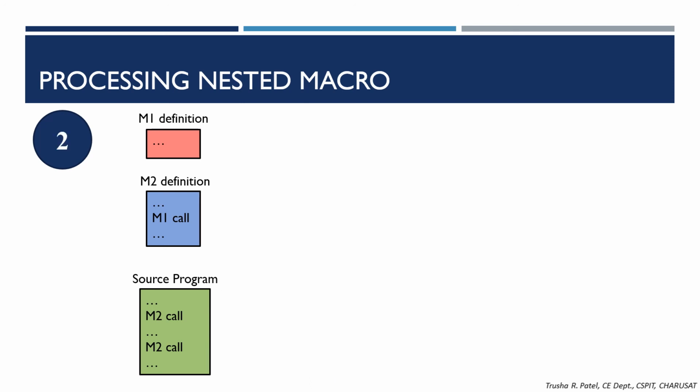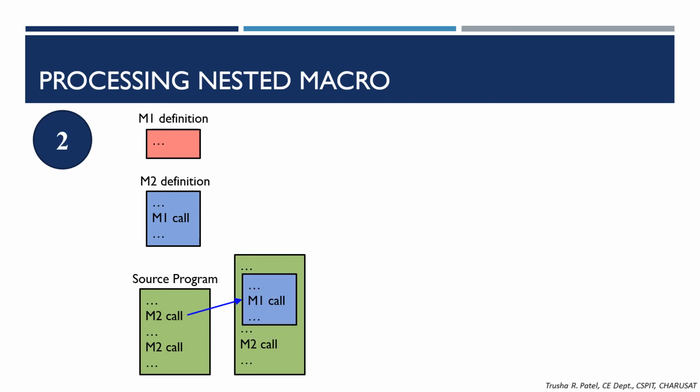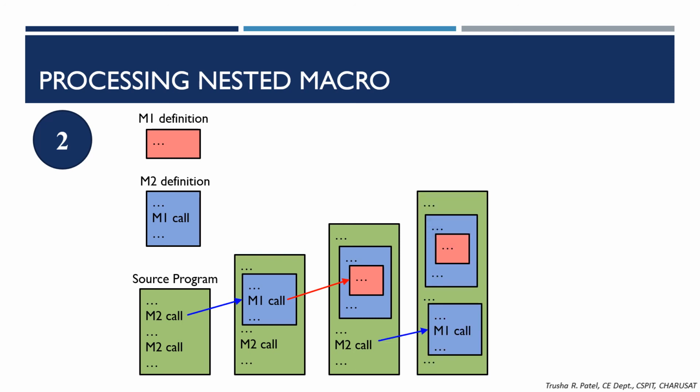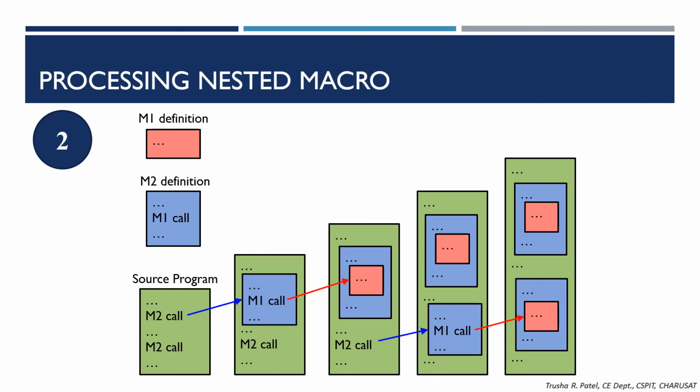The second possibility is that the first M2 call is replaced with the body. Inside that we have a call for M1 that is again going to be replaced with the body of M1. Then it will start expanding the second call of M2, and after that, inside it is having an M1 call, so it will expand M1 again.